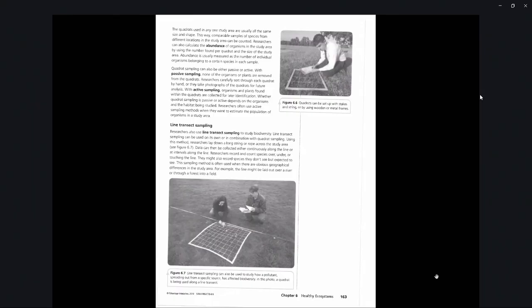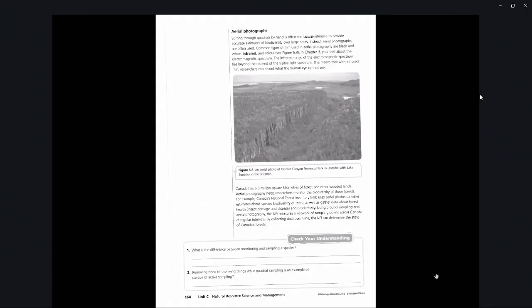Okay, so another one is on the next page, page 164, and it's aerial photography. If you have a bigger area that you want to know about the biodiversity in, aerial photography is a great way. Usually they use black and white, infrared, color film even.